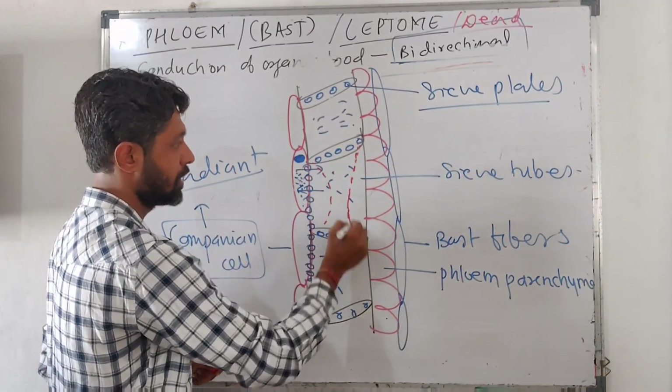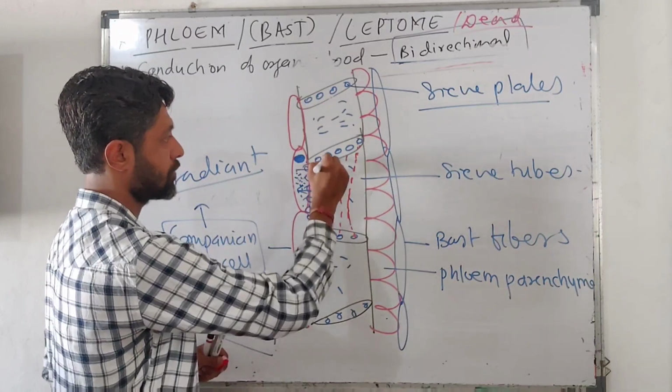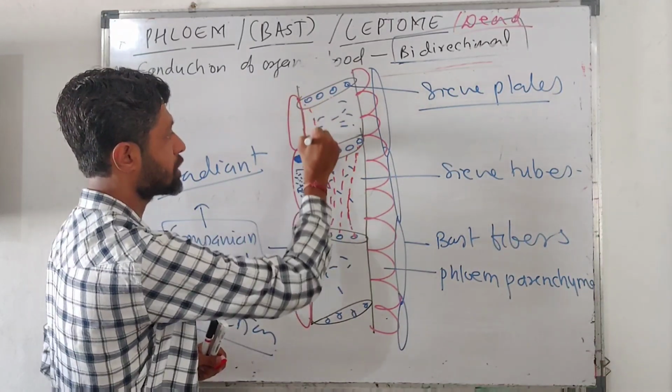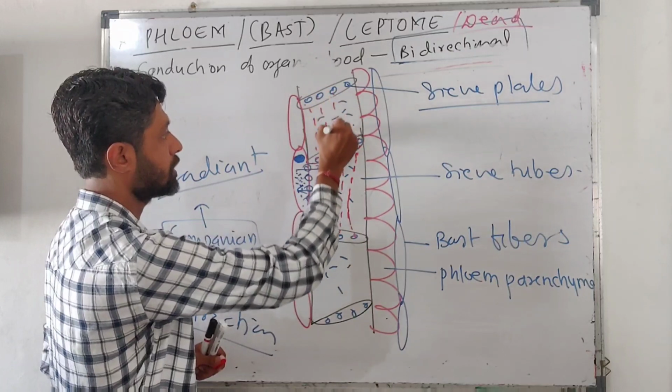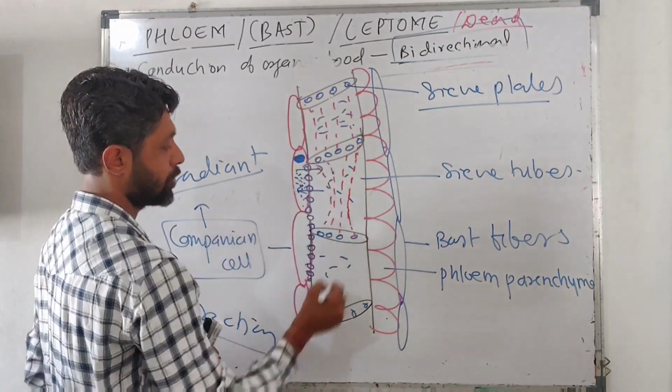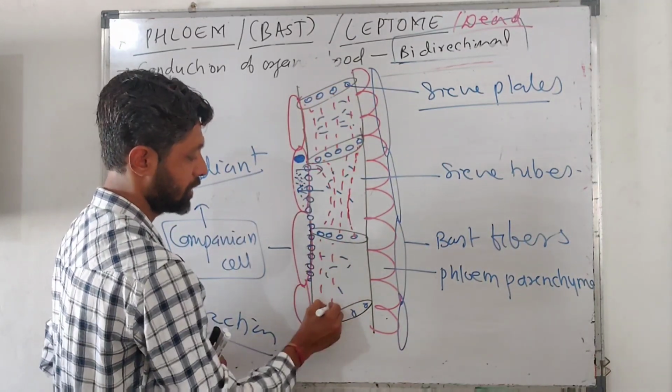So from here there is food, it is connected. Likewise, here there is food, it is connected. Like so, there is a stream of food, and this stream of organic food is going to be transported one above the other.